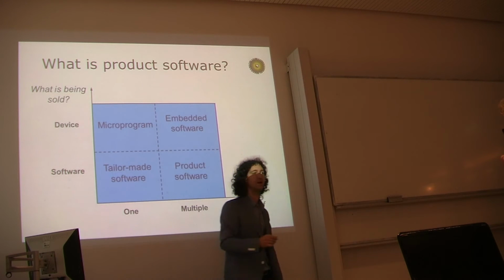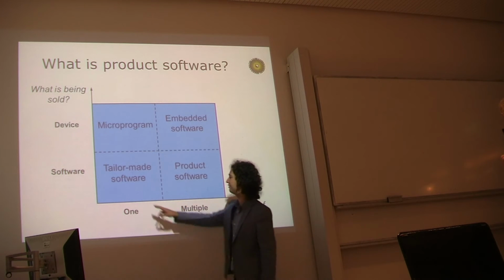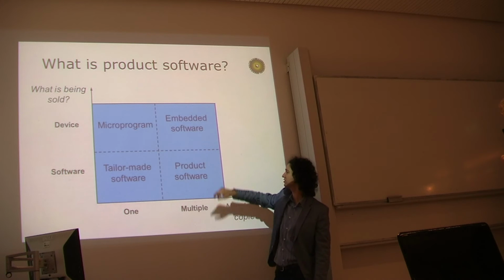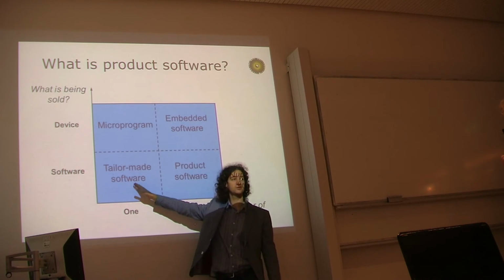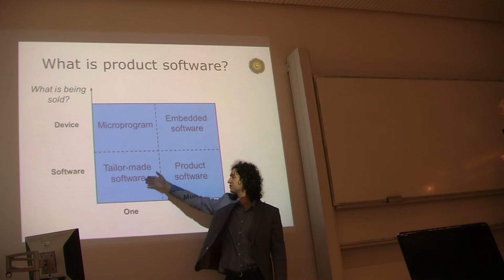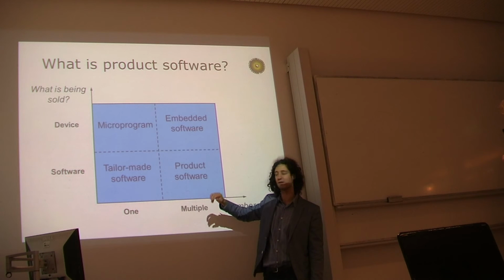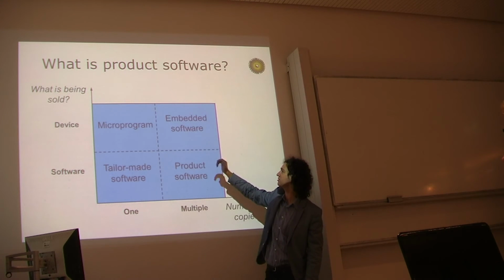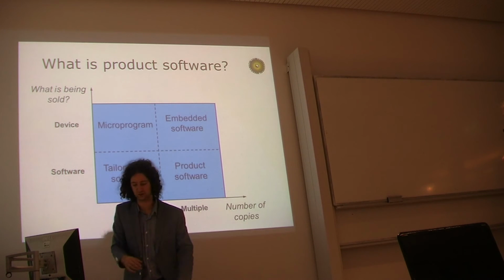Here's a bit of an outdated way of looking at it, but it is still applicable. Here you have one customer, here you have multiple customers, there you have a device or no device. So if it's just one piece of software you build for one insurance company, then it's tailor-made. If you build it for all insurance companies and you're trying to get them to sign up, then it's product software. If it's on a device, it's embedded software, or a microprogram, if it's just for one big NASA shuttle or whatever.